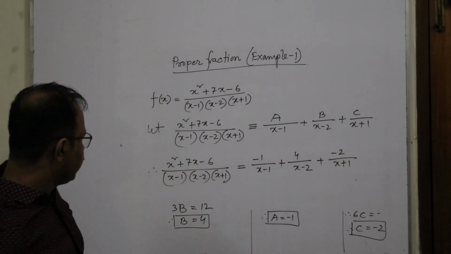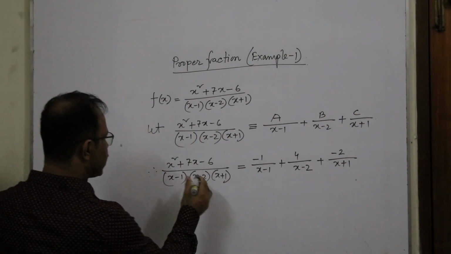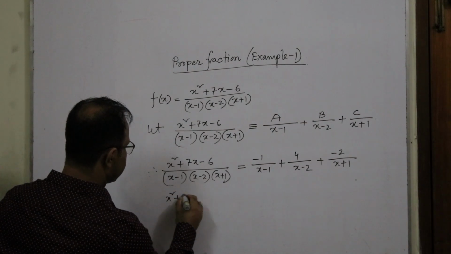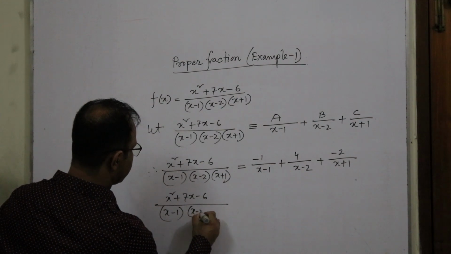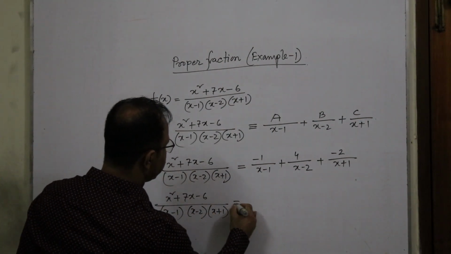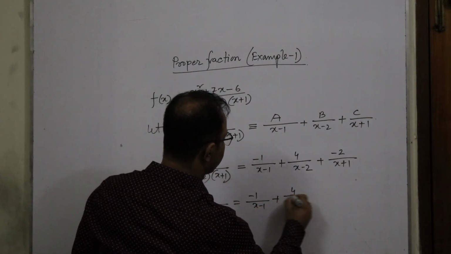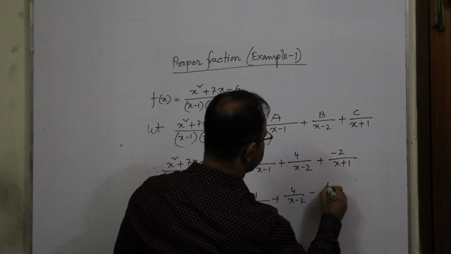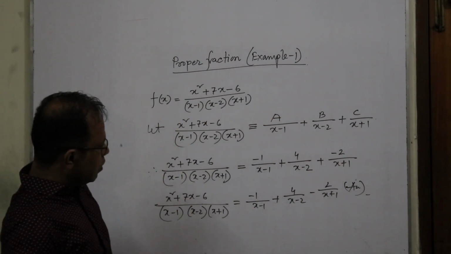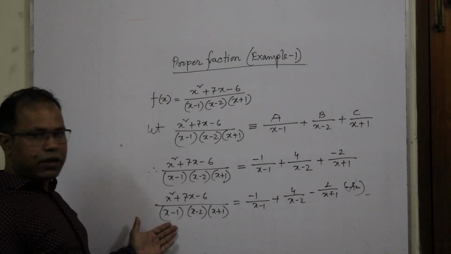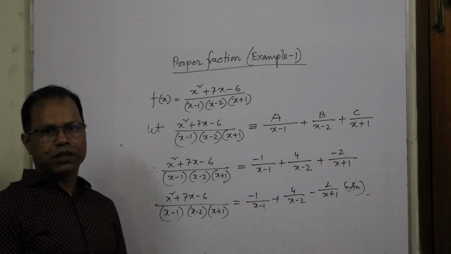So finally, we can simplify the whole expression: x squared plus 7x minus 6 over x minus 1 times x minus 2 times x plus 1 equals minus 1 over x minus 1 plus 4 over x minus 2 minus 2 over x plus 1. These three terms become the partial fraction, expressed as partial fraction.